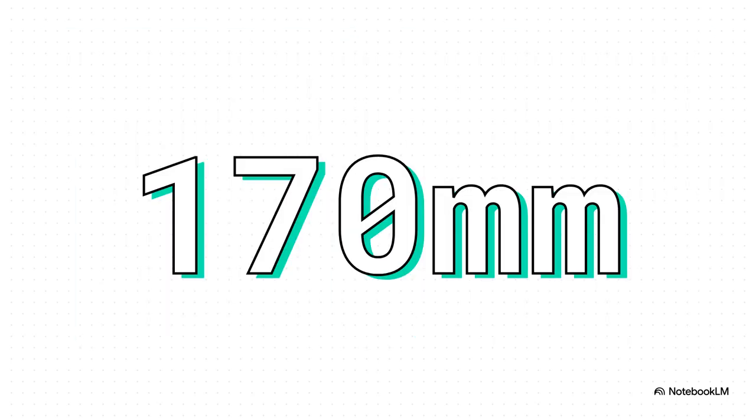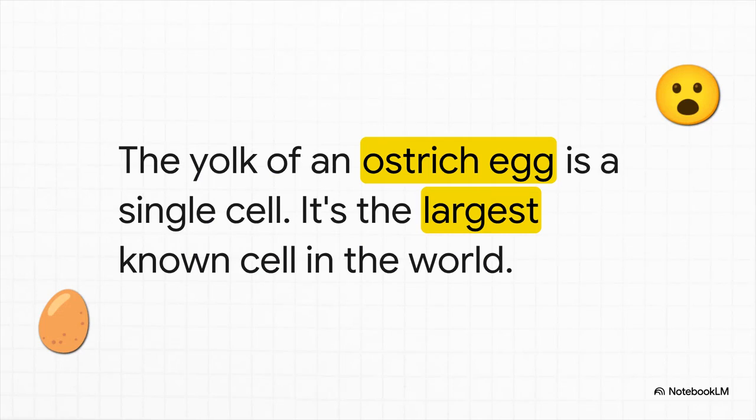Okay, I want you to look at this number. 170 millimeters. That is almost 7 inches. What in the world could possibly be that big and yet still fit our definition of a single cell? You're not going to believe it. It's the yolk of an ostrich egg. Yep, that entire golden sphere is one single gigantic cell. It's a wild reminder that these building blocks of life come in all sorts of sizes, from something totally microscopic to something you can literally cook for breakfast.